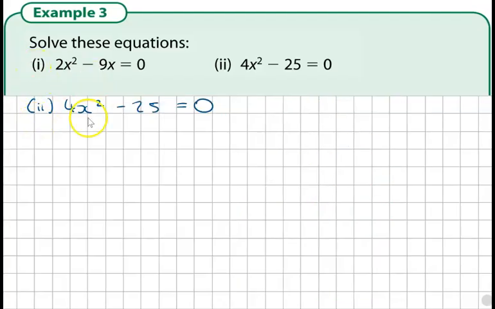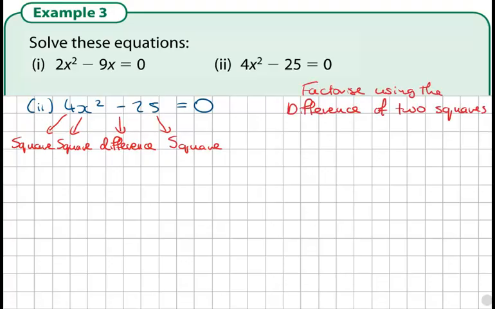Part 2. 4x squared minus 25 is equal to 0. So we have a minus, so that's the difference. 4 is a square number. X squared is a square number. And 25 is a square number. So we have the difference of two squares. So we're going to factorize using the difference of two squares.